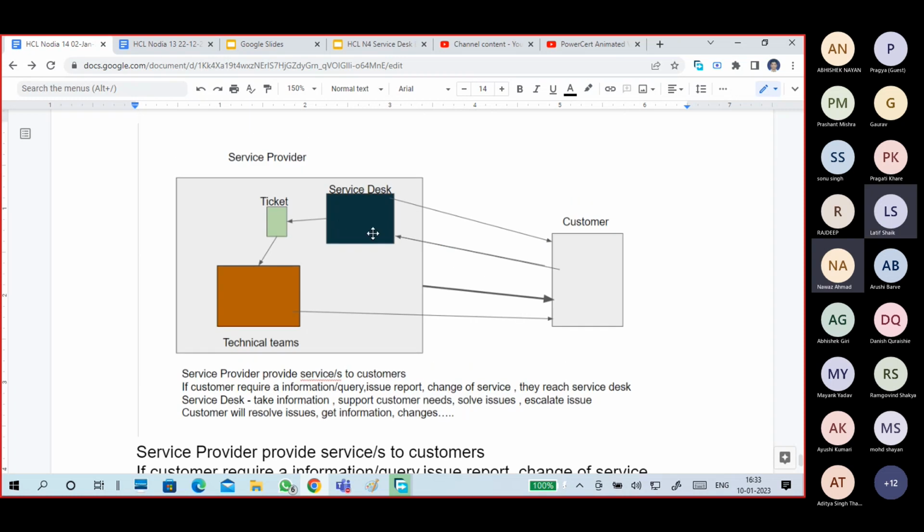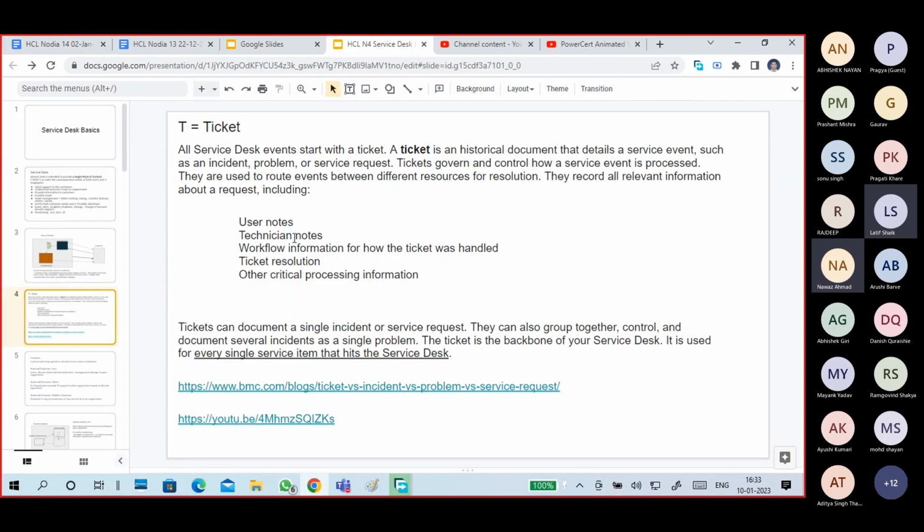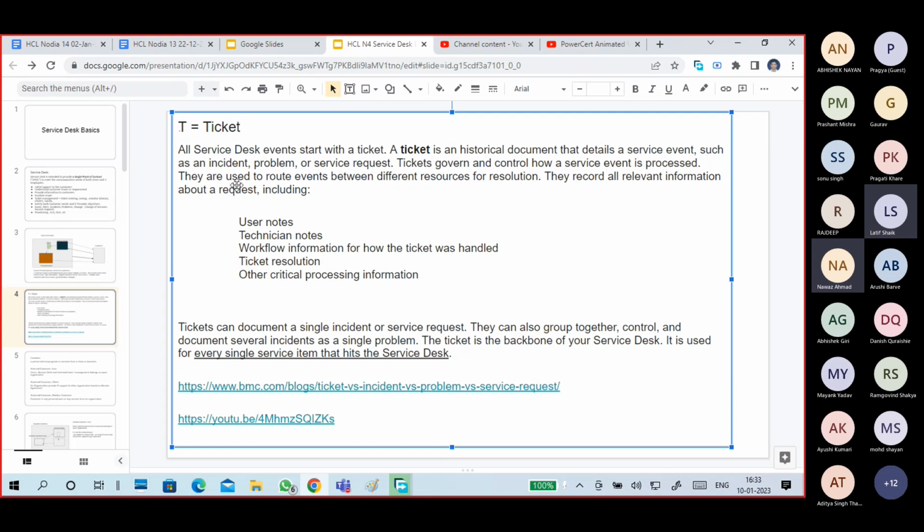As a part of this, I told about a service desk. Any complaint that comes to a service desk, they will create a ticket.